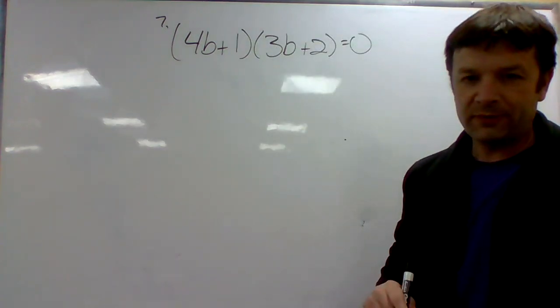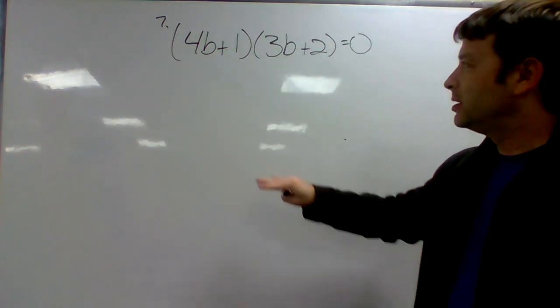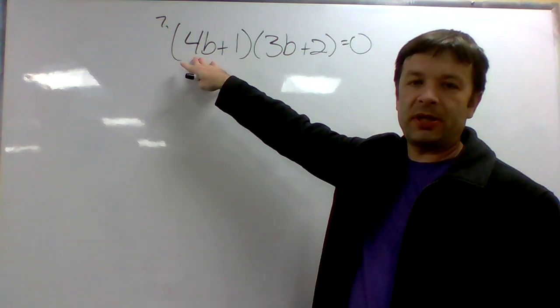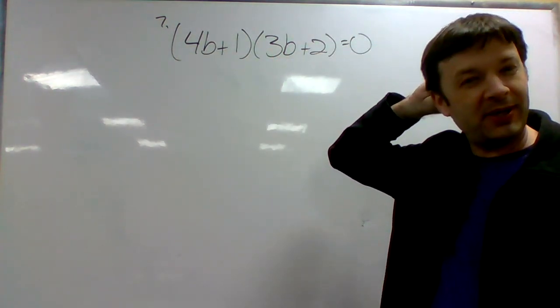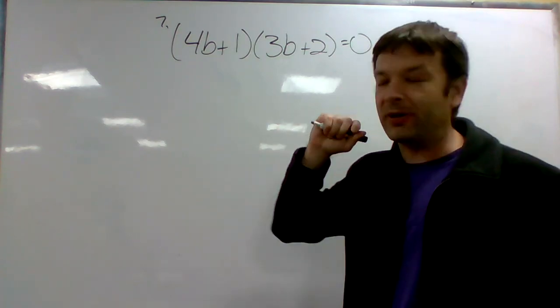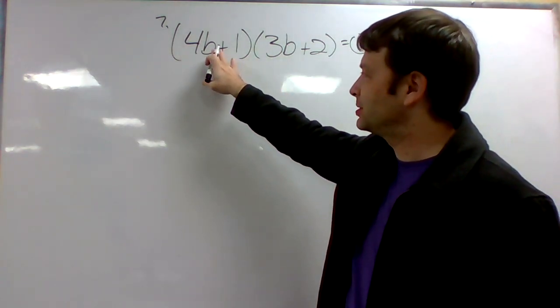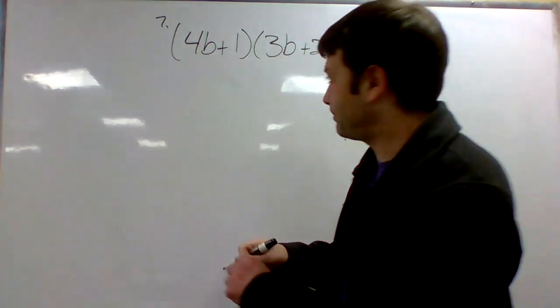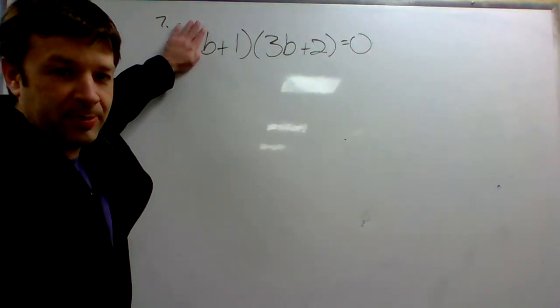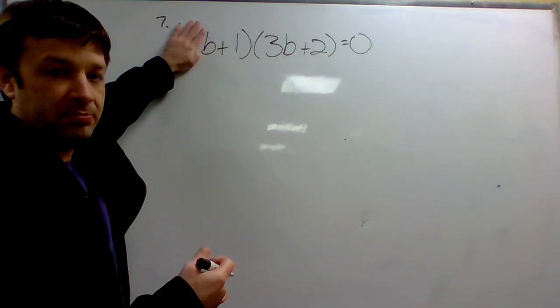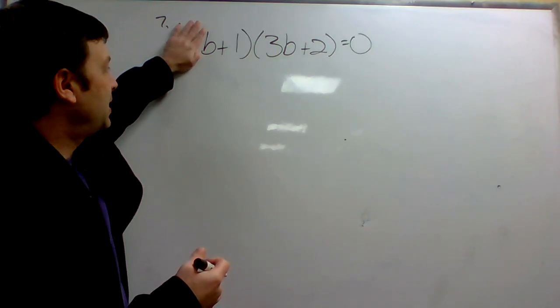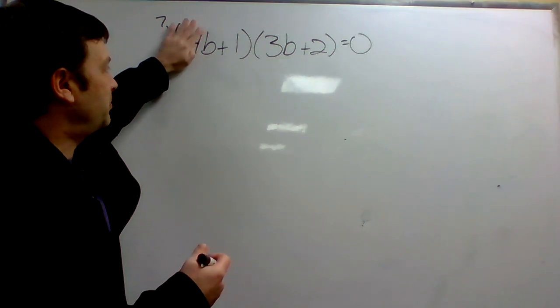Okay, can you guys tell what's different on this problem? Well, there's a number in front of the b on both of those. So that's going to make our work a little harder. I can't just use, okay, if that had been b plus 1, then b could be -1, and that would make the first term a 0. That's not going to work because of that 4.